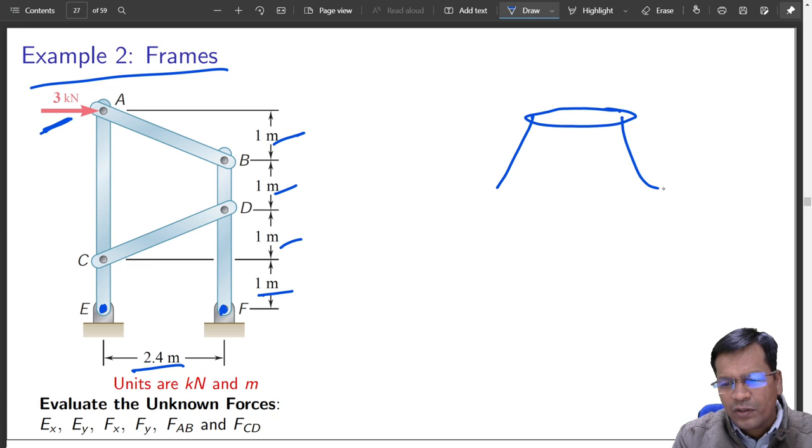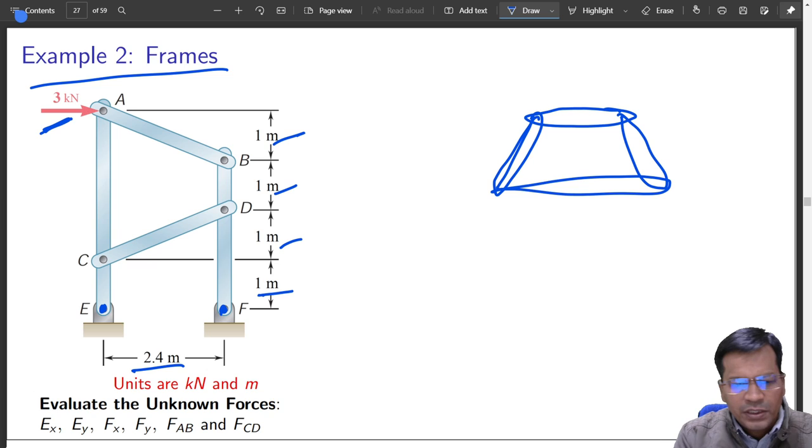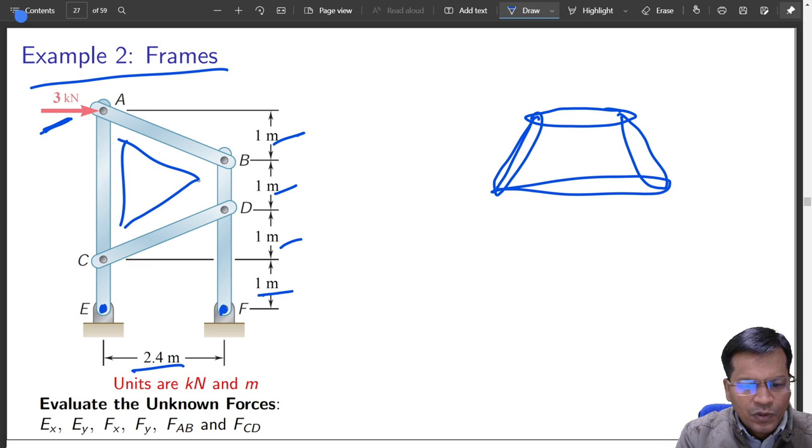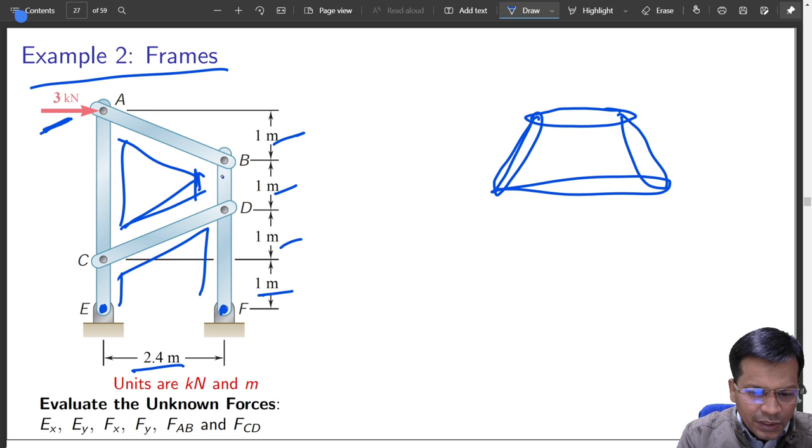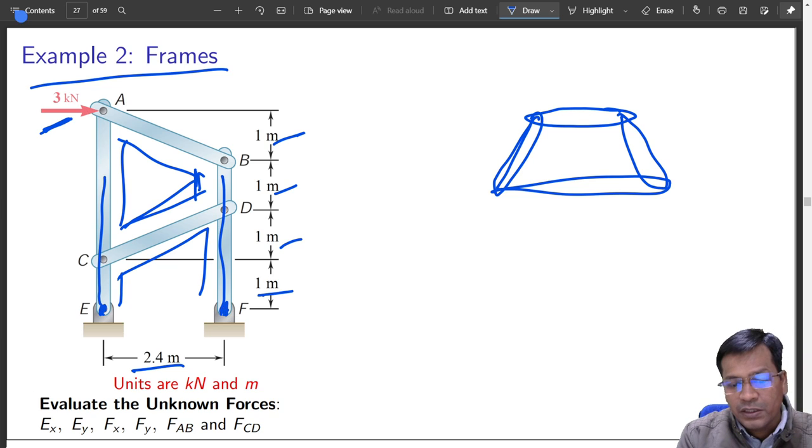A trapezium is a non-collapsible structure. Okay, so this is forming a trapezium. That also is a non-collapsible structure. This structure in itself is non-collapsible because this is a stiff member, this is a stiff member. The distance between these two points is not going to change. So overall this whole structure is a non-collapsible structure.